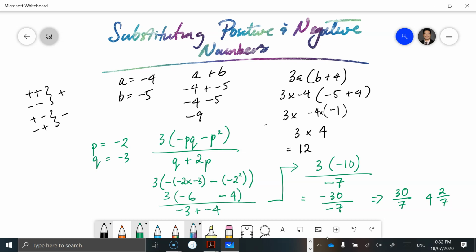Alrighty, so hopefully that helps you guys with positive and negative numbers. I guess I left you with a very complicated one, but just to highlight that you need to be really careful and take every single step slowly.